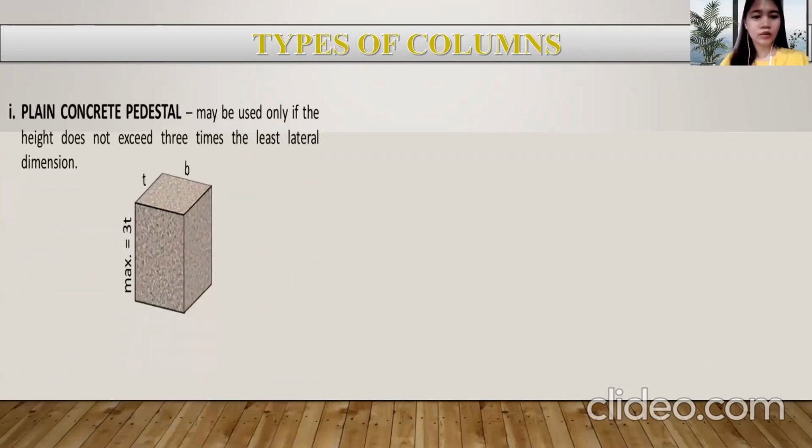So now, let us talk about the types of columns. First is we have this plain concrete pedestal. It may be used only if the height does not exceed 3 times the least lateral dimension. So, maco-consider siyang pedestal if yung height ng column ay 3 times nung dimension ng cross-section niya.